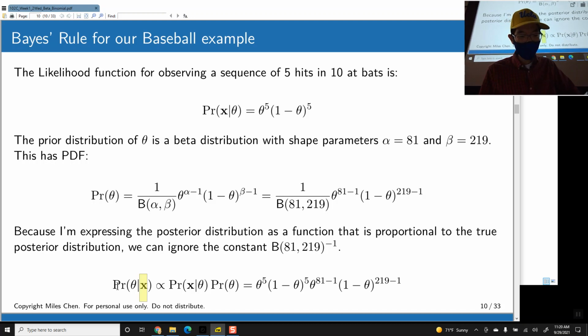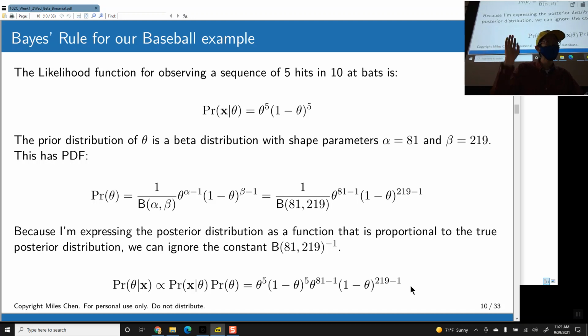We're just going to say that the posterior distribution, the probability of theta given x, is proportional to this thing. Because it's proportional, I can just ignore constants. I've got some mystery constant, and I'm just going to ignore this constant. So the posterior distribution here is proportional to this product: theta to the 5 times 1 minus theta to the 5 times theta to the 81 minus 1, or 80, times 1 minus theta to the 219 minus 1. All right, is that okay with everybody?